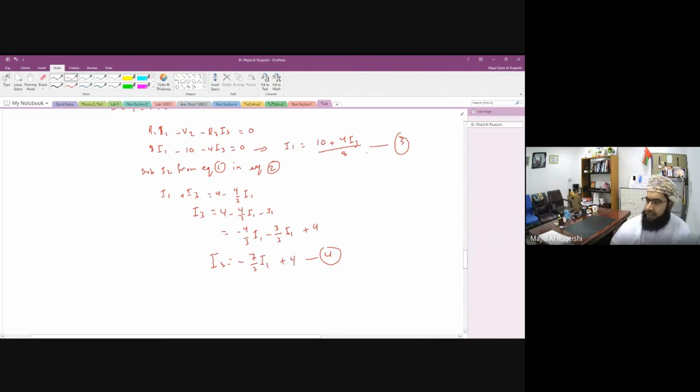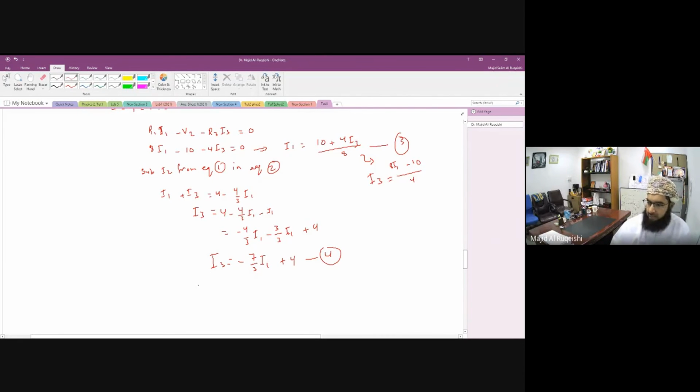And this one gives me directly 8I1 minus 10, okay? Divided by 4, and this will be I3. Okay, so I know I3 from here, 8I1 minus 10 over 4. Okay, I can bring this one and put it here. Oh, that's nice. That is very nice. And why is it nice? Because at the end of the day, I will end up with only one unknown.